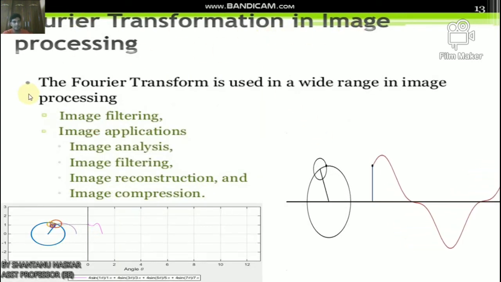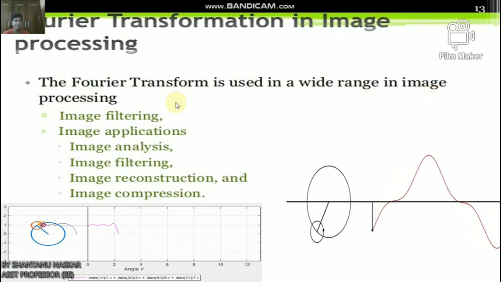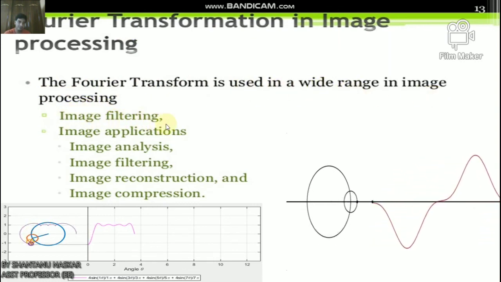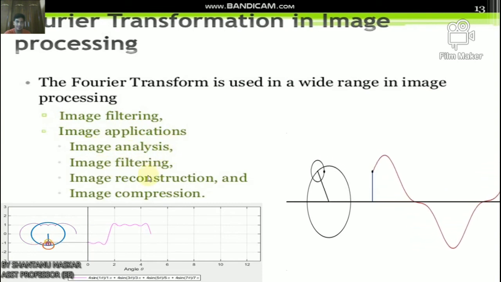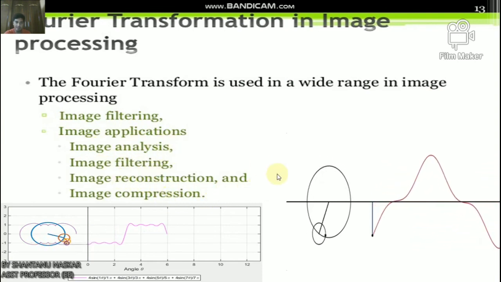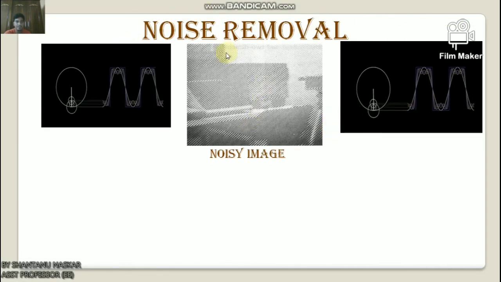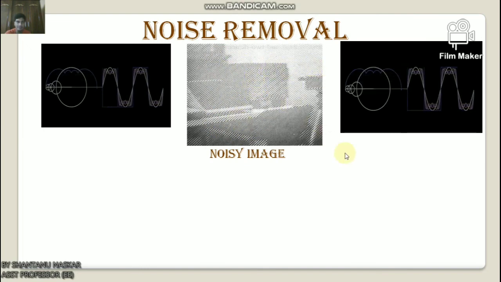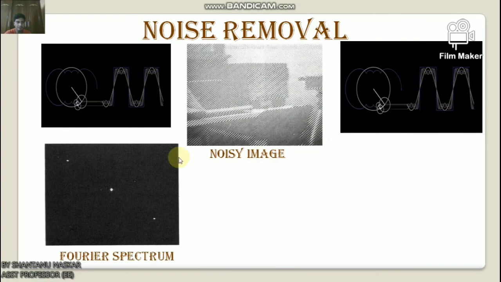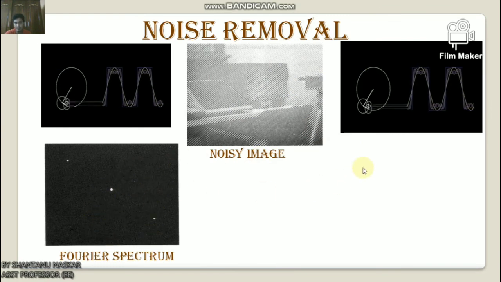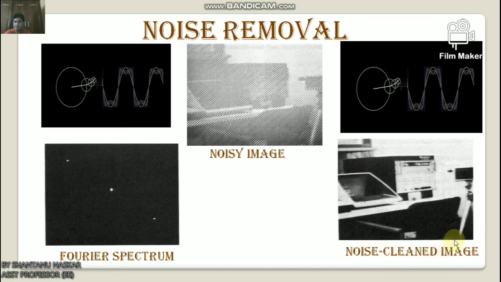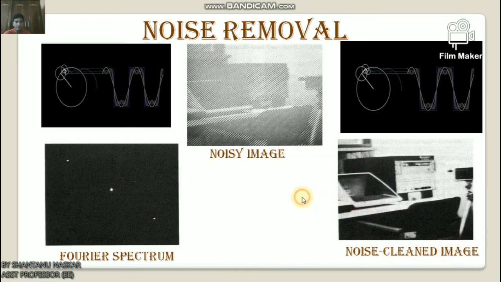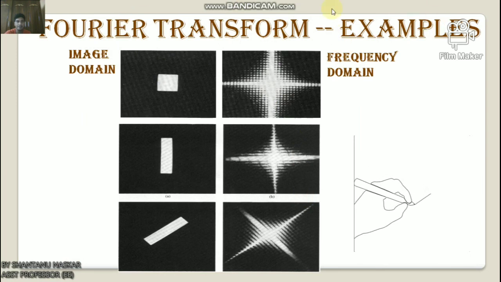Now Fourier transform in image processing. The Fourier transform is used in a wide range of image processing tasks: image filtering, image analysis, image reconstruction, and image compression. So here is a picture of a noisy image. Look at this picture. After the Fourier spectrum, we get the noise cleaned image. Okay. Some examples of Fourier transform: image domain and frequency domain. Look at this picture.